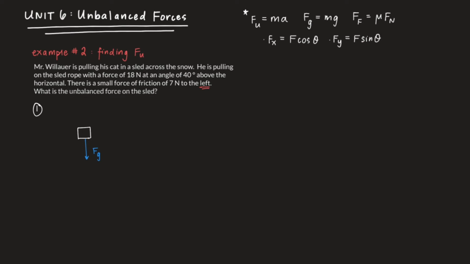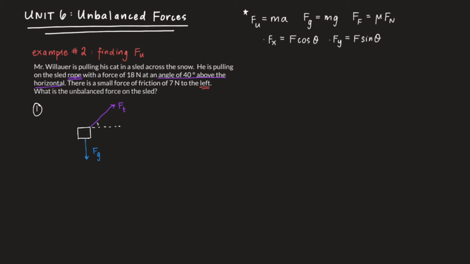We know that there is a force of friction to the left, so we're assuming that Mr. Willauer is pulling his cat to the right. He's pulling it with a rope at an angle of 40 degrees above the horizontal. Okay, so now we're going to have to do a little bit of trig, which we talked about in the last video. But basically he's pulling up at an angle to the right with a force of tension because he's pulling the rope. Remember, ropes have tension, and he's pulling at an angle of 40 degrees above the horizontal. So up and to the right.